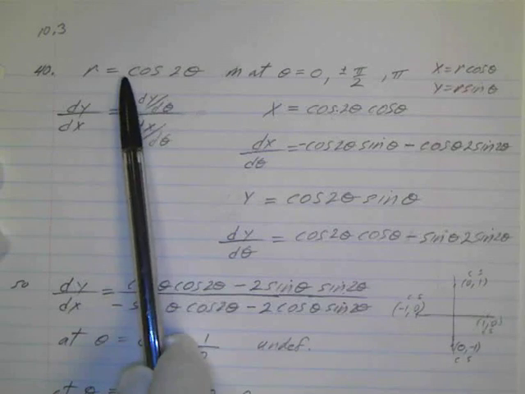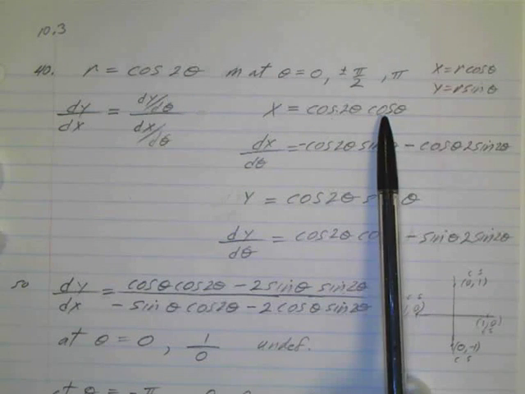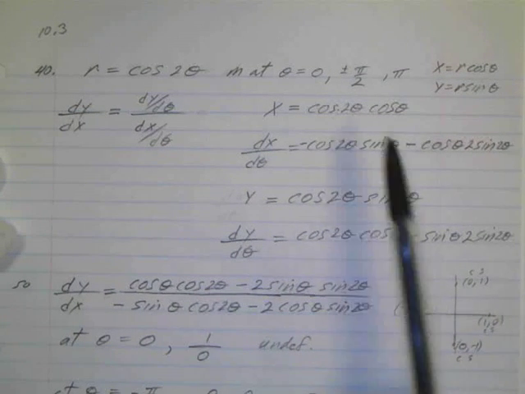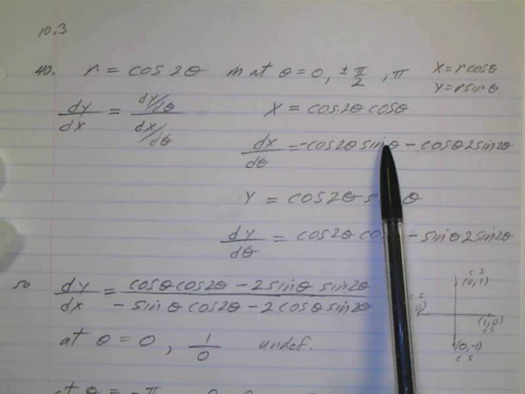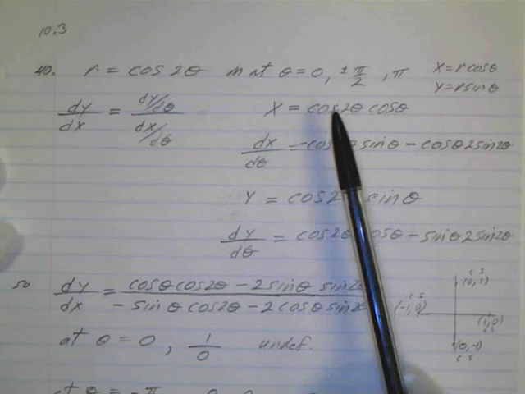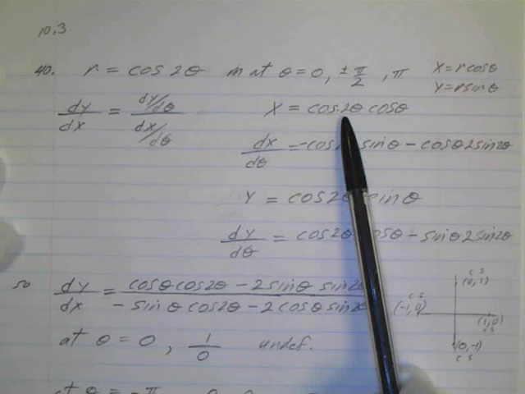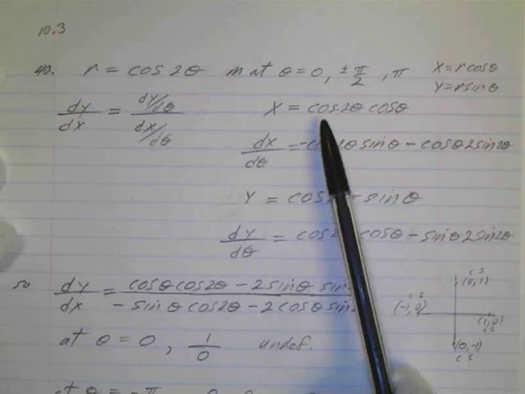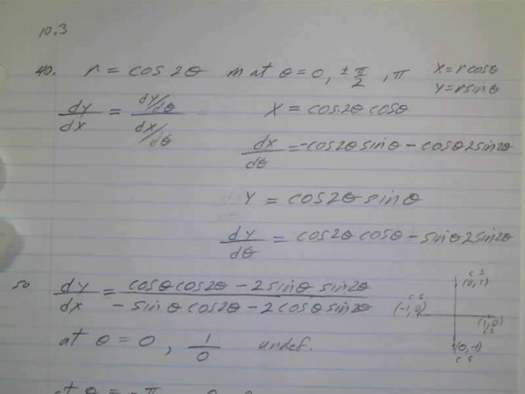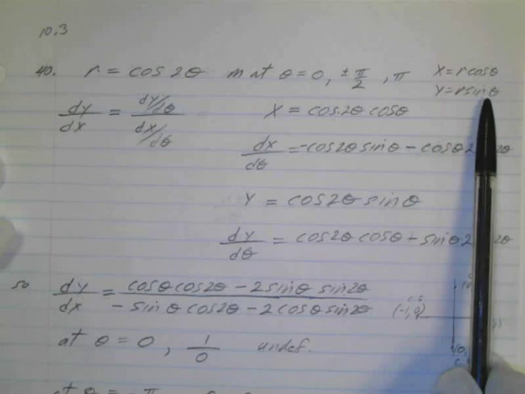So x is equal to r cosine of theta. Well, r is cosine of 2 theta, so cosine of 2 theta times cosine of theta, that's x. And if I take the derivative, I've got to use the product rule. First times the derivative of the second, this is negative cosine. The derivative of the cosine is negative sine, so I put the negative in front. Plus the second, which is cosine of theta times the derivative of the first, and that's going to be negative, so I put the negative in front. 2, for my chain rule, sine of 2 theta. So that's the derivative of this using the product rule. That's dx/d theta.